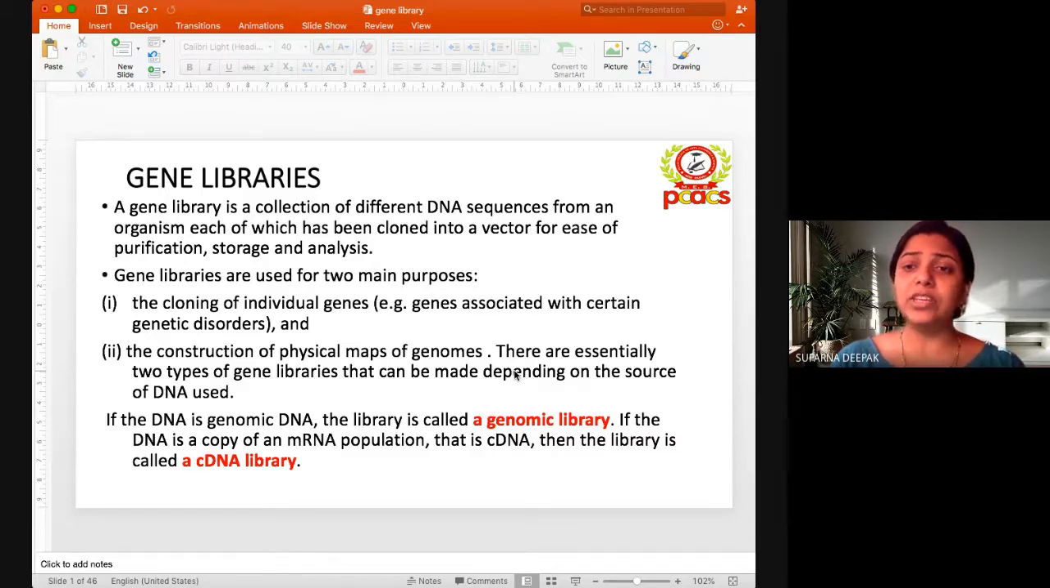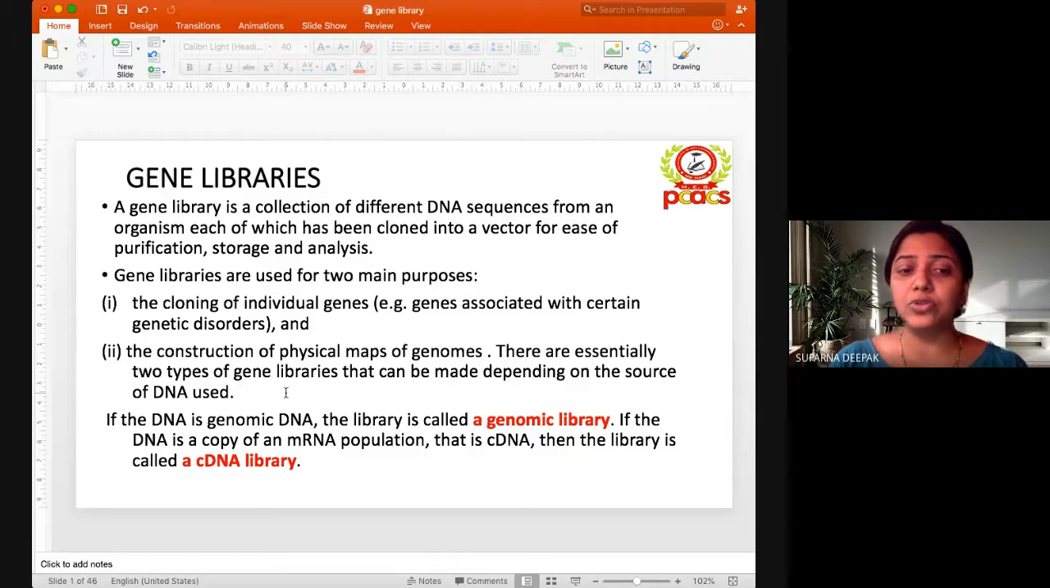These gene libraries are used for two purposes. One is cloning of individual genes, so, for example, genes associated with a certain genetic disorder can be utilized. The second is the construction of physical maps of genomes. Say you have your chromosome and you want to find out where your gene is located. Creating a particular map for that, gene libraries are also useful.